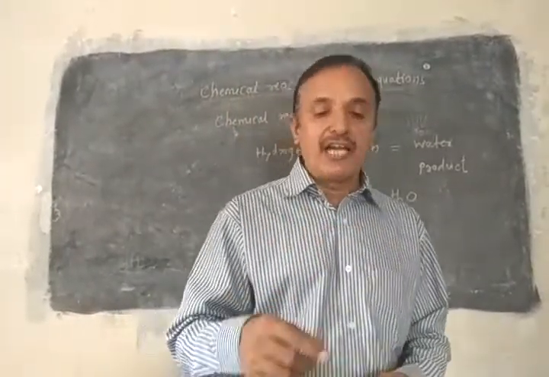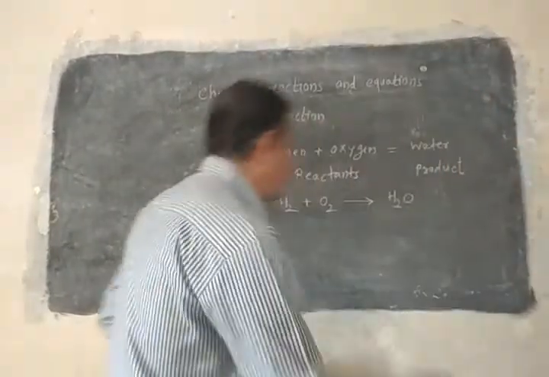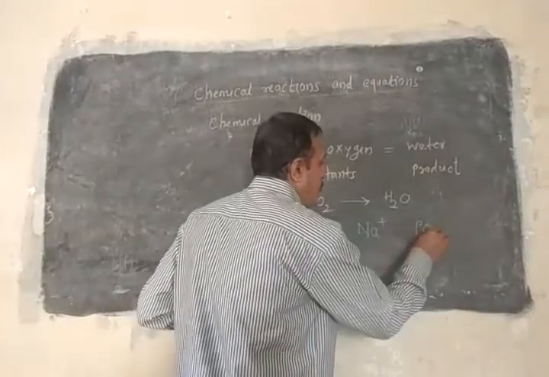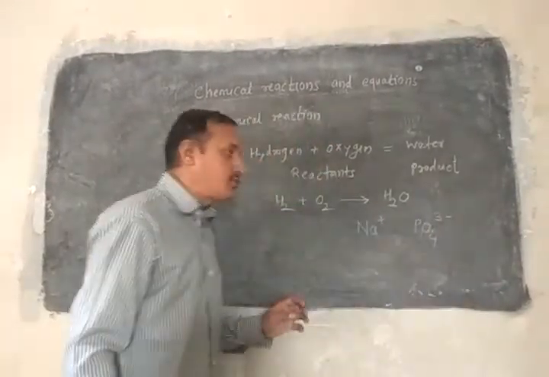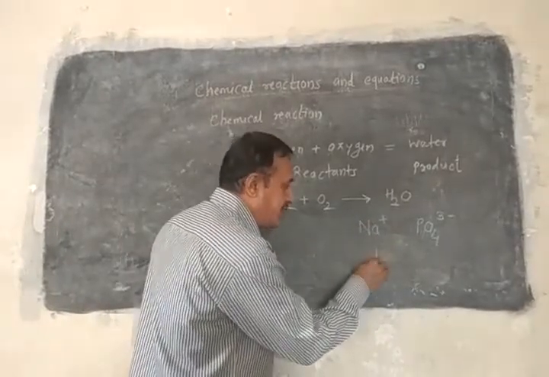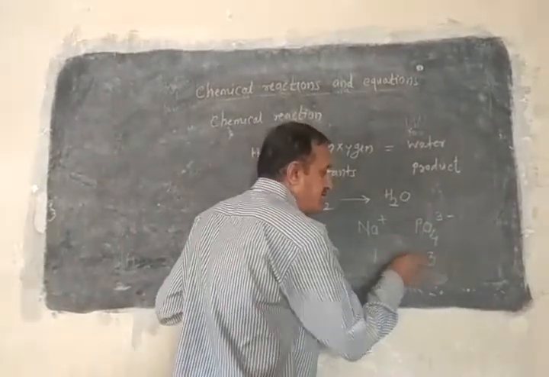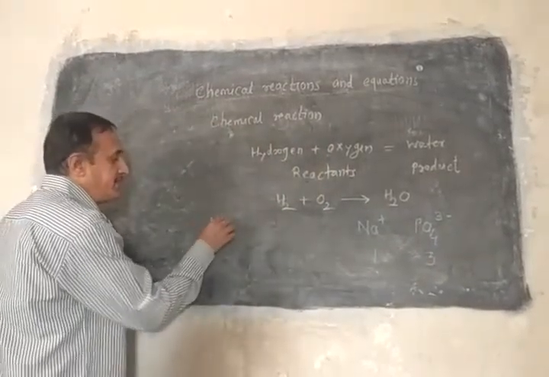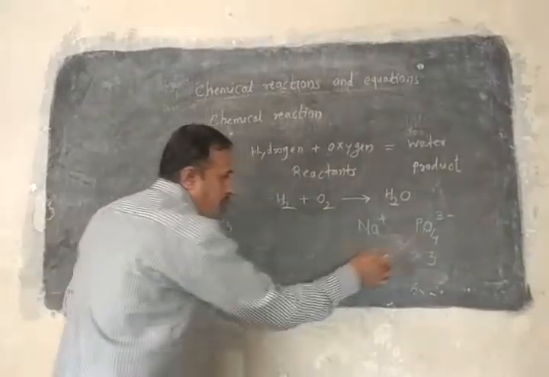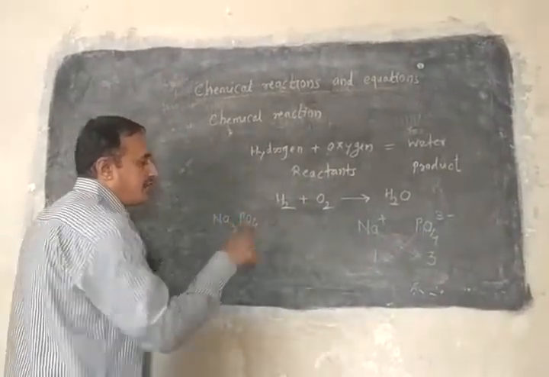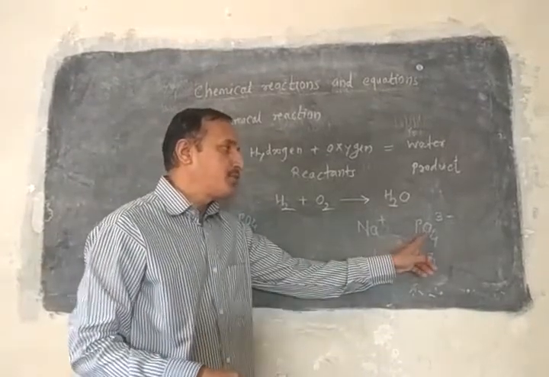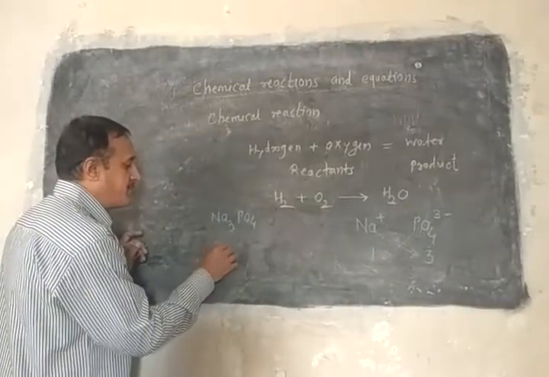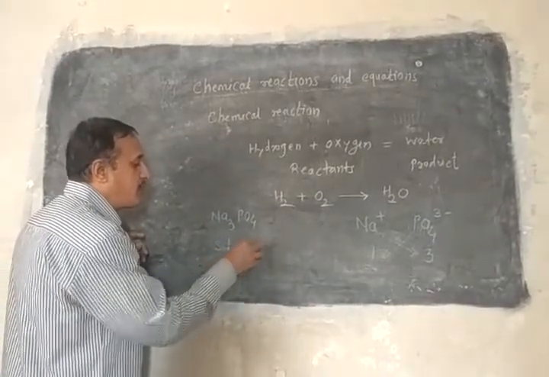You cross multiply. I will show you one example. Suppose you have taken Na plus and PO4 3 minus. You write 1 for the positive charge and 3 for the negative charge, and then cross multiply like this. What do you get? Na3PO4, where 1 is not written for PO4. Na plus is called sodium, and PO4 3 minus is called phosphate. So you can see here sodium phosphate. Like this you can make the formulas.